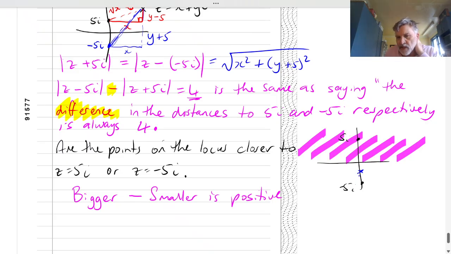If we take the point here, negative 2i, we can see that the distance from here is 5 minus negative 2, which is equal to 7. And we can see the distance here, negative 2 minus negative 5, same as adding 5, is 3. And there's a difference of 4. So this point here at negative 2i is on the locus.